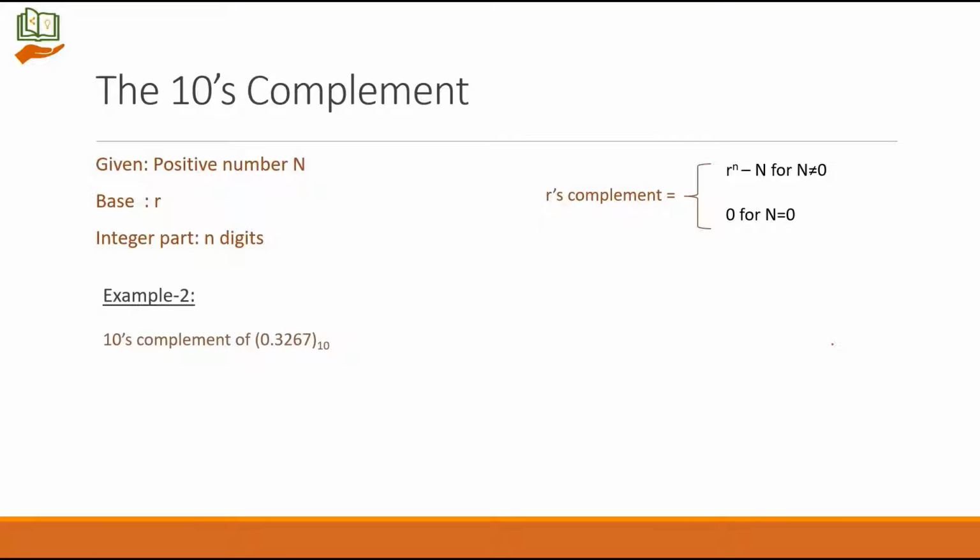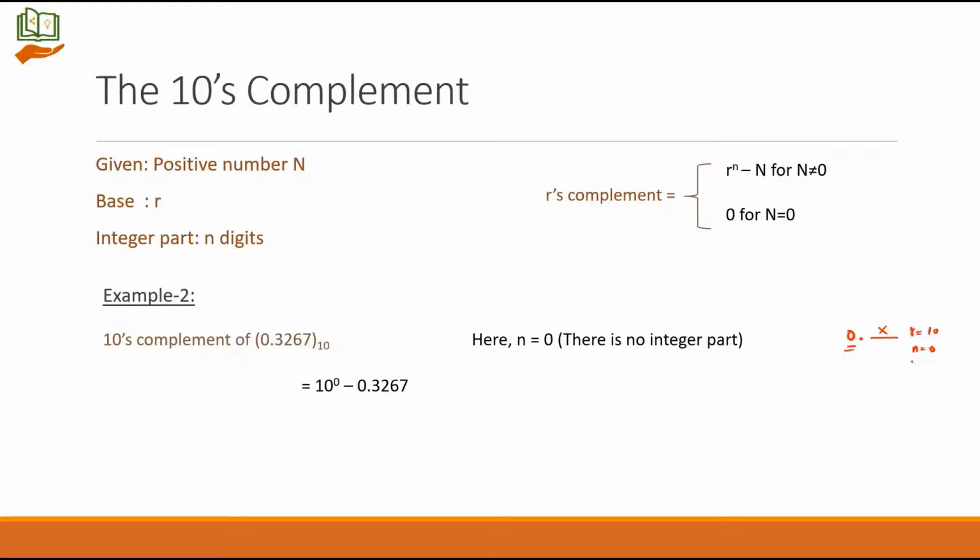We will see another example which has only the fractional part: the tens complement of 0.3267. Here, how many digits are there in the integer part? After the decimal point you have 4 digits, but you have only 0 point here, which says n is equal to 0. That is, there is no integer part. You should not count the fractional part. Only the integer part has to be counted. Now r is equal to 10 and n is equal to 0.